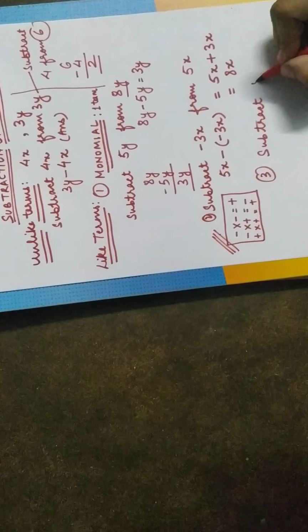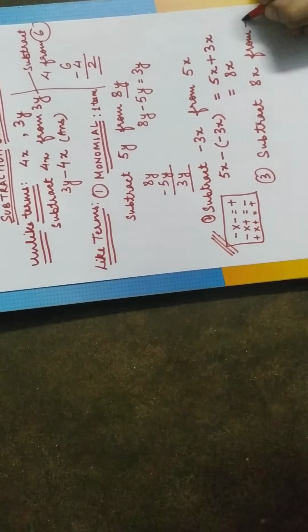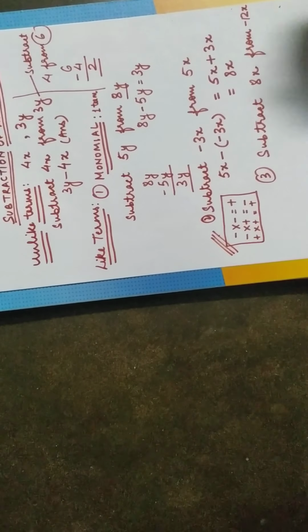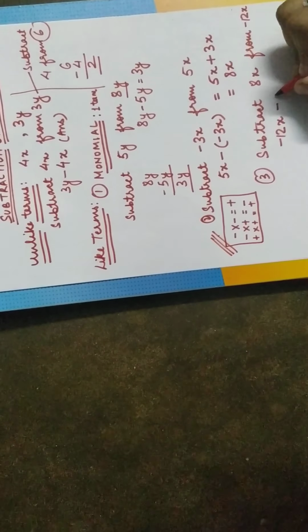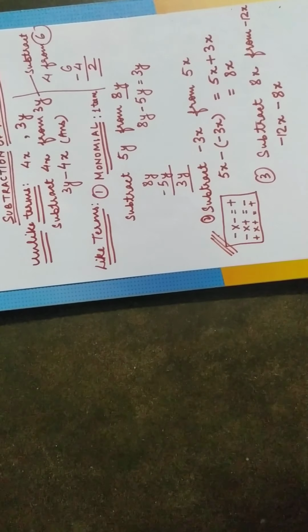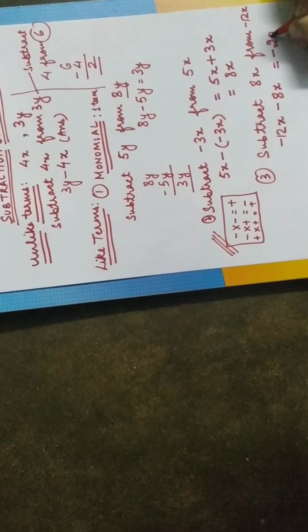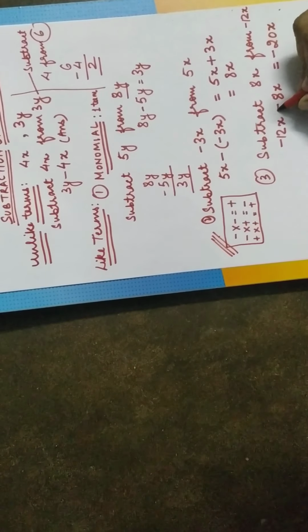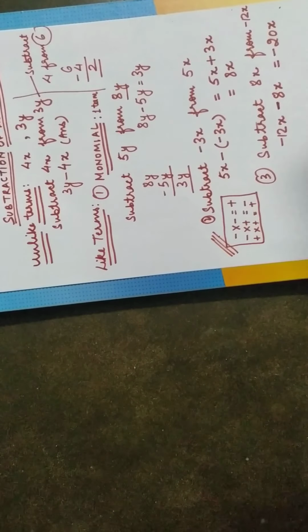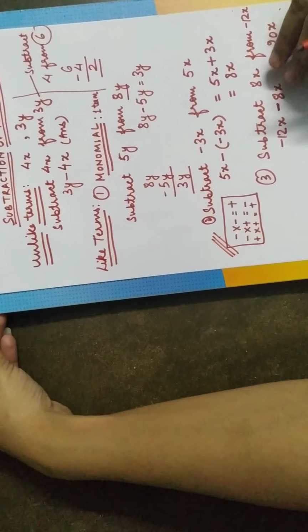Subtract 8x from minus 12x. Now obviously minus 12x will be written first, then minus 8x will be written. Minus 12 minus 8 will give you minus 20x. 8x was positive, but because we are subtracting, we will put a minus sign before that. So minus 20x is the answer. So this was all in monomial. Now let us come to the binomials.